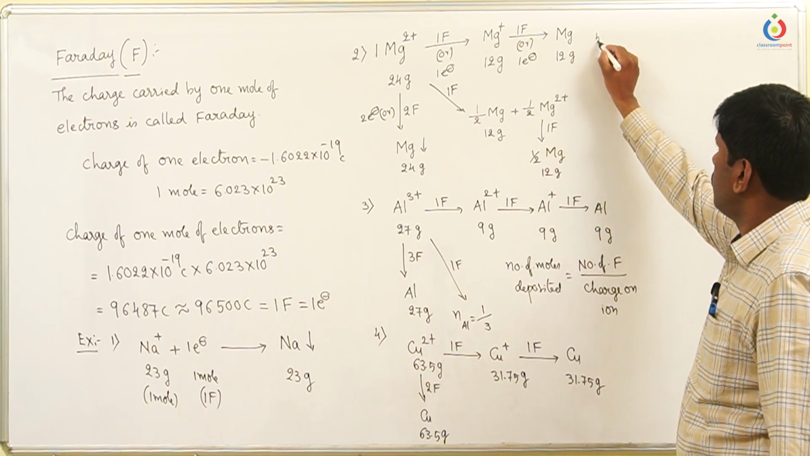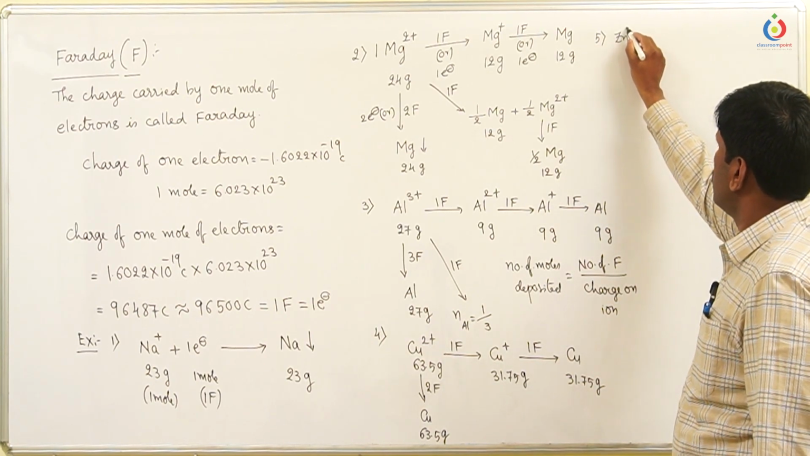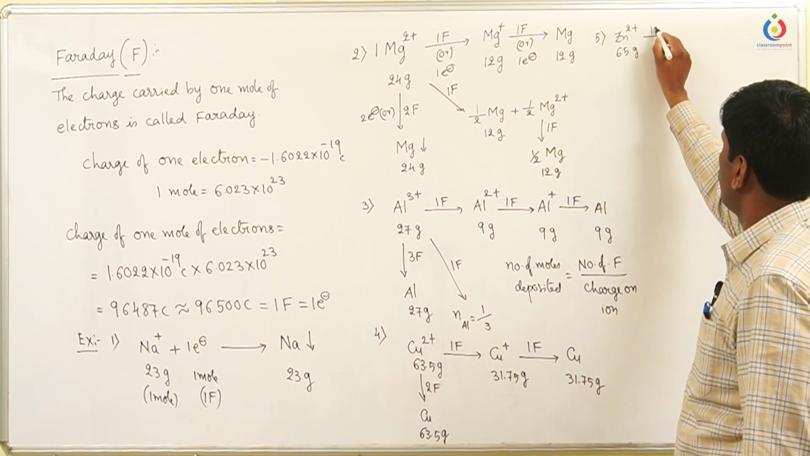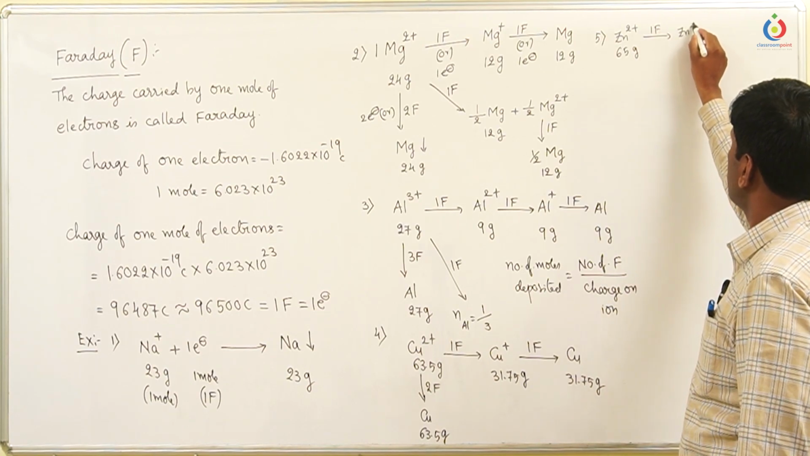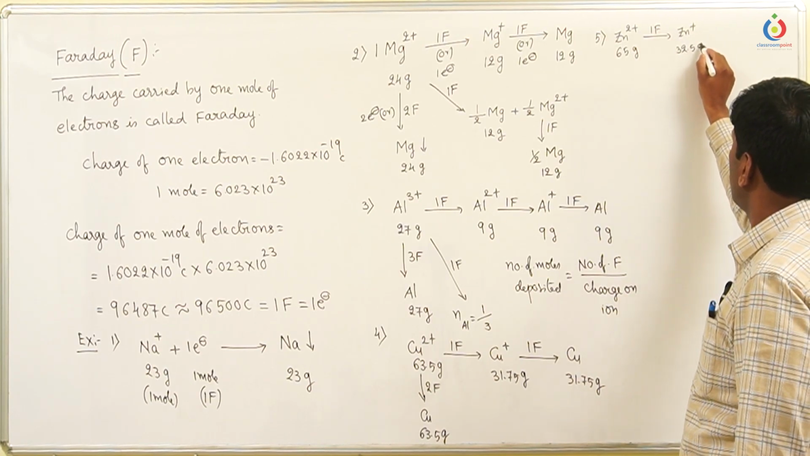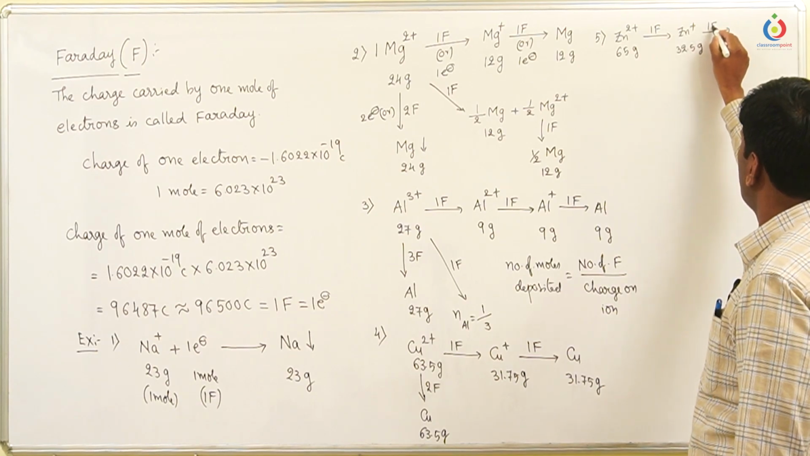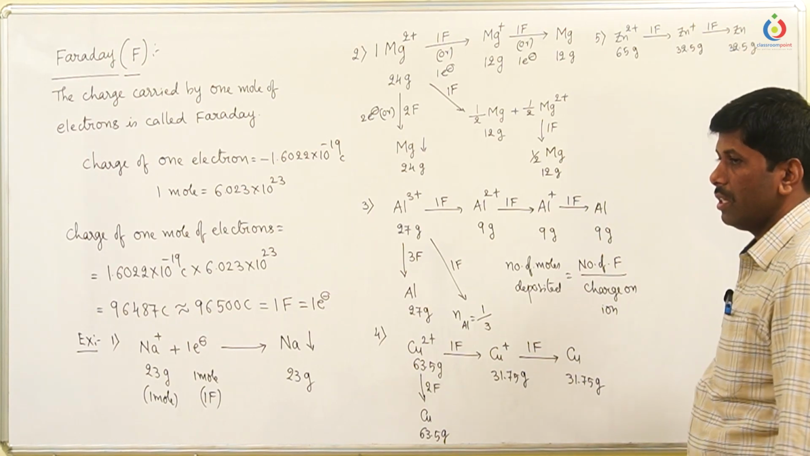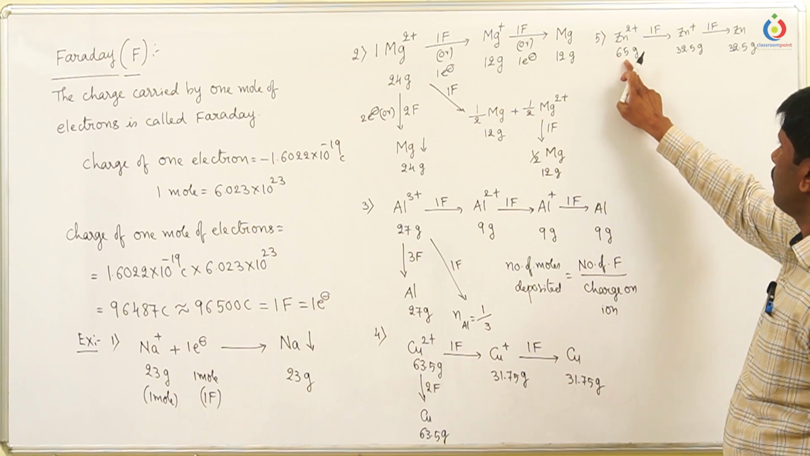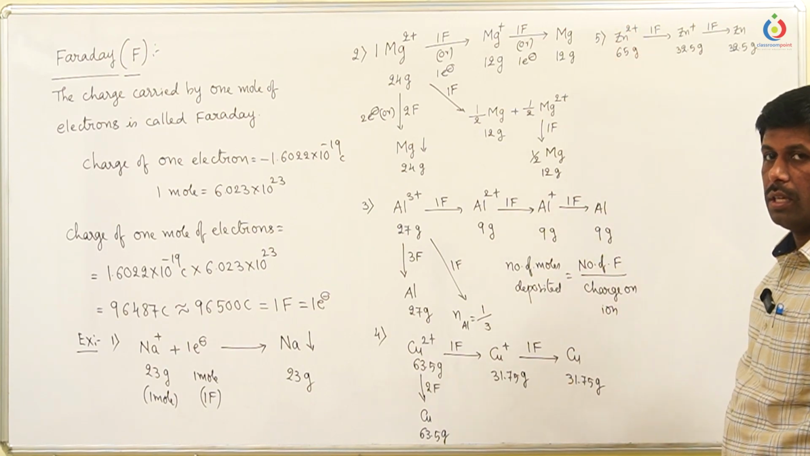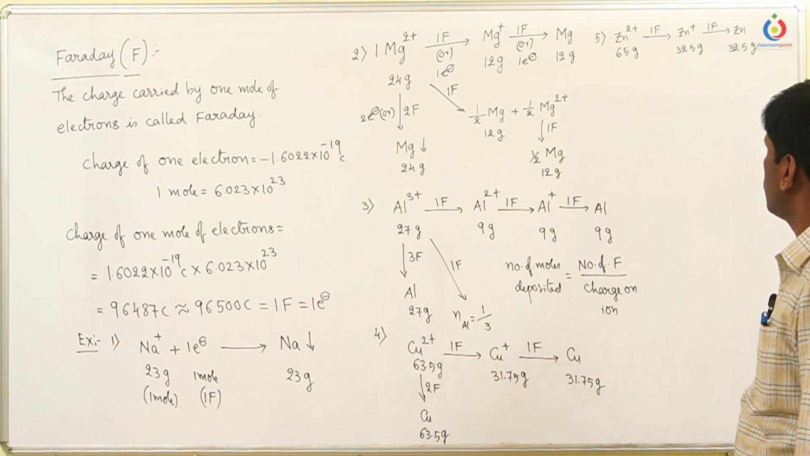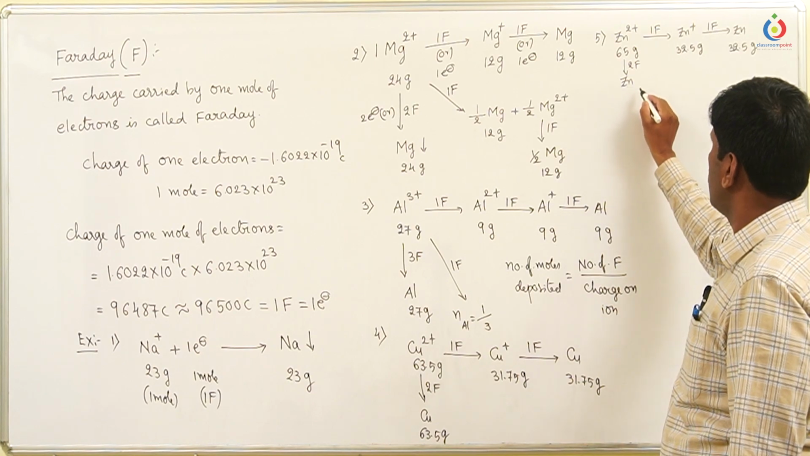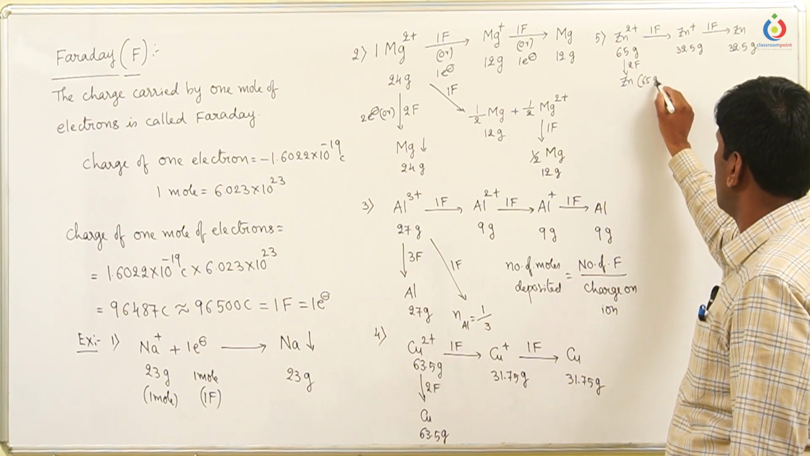Now let us take one more example, that is zinc, Zn2+. Zinc atomic mass is 65 grams. By sending 1 Faraday of electricity, 32.5 grams of mass gets deposited. By sending 1 more Faraday, the remaining 32.5 grams of the zinc gets deposited. Why? Because this 65 grams has to be distributed between the two charges, so every charge gets 32.5 grams. So by sending 2 Faradays of electricity at a time, the entire zinc gets deposited, that is 65 grams.